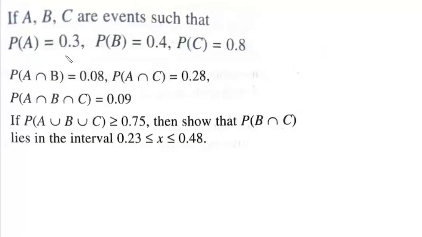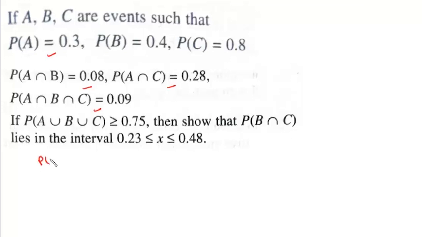Now here the question is, we are given P(A), P(B) and P(C), P(A intersection B), P(A intersection C), and P(A intersection B intersection C). It says if probability of A union B union C is greater than or equal to 0.75, then show that probability of B intersection C lies in the interval 0.25 to 0.48.